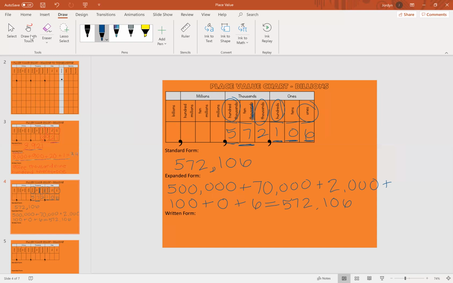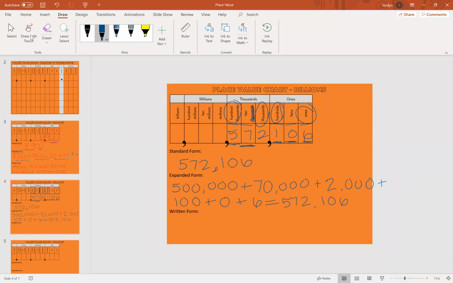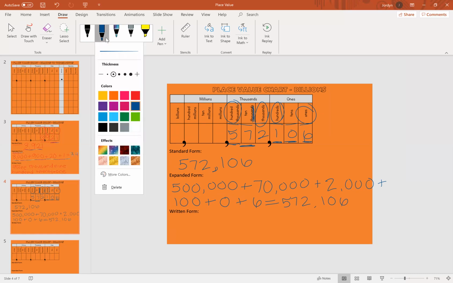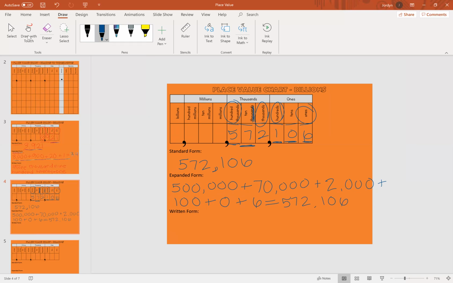Now, I'm a little anxious about this next one because this is going to be a lot of words. So I've shrunk my screen because I will need some extra room. So let's draw it in this blue again. So written form, you are going to write exactly what you say. So when I say this number, I say it as 572,106. So let's do that.